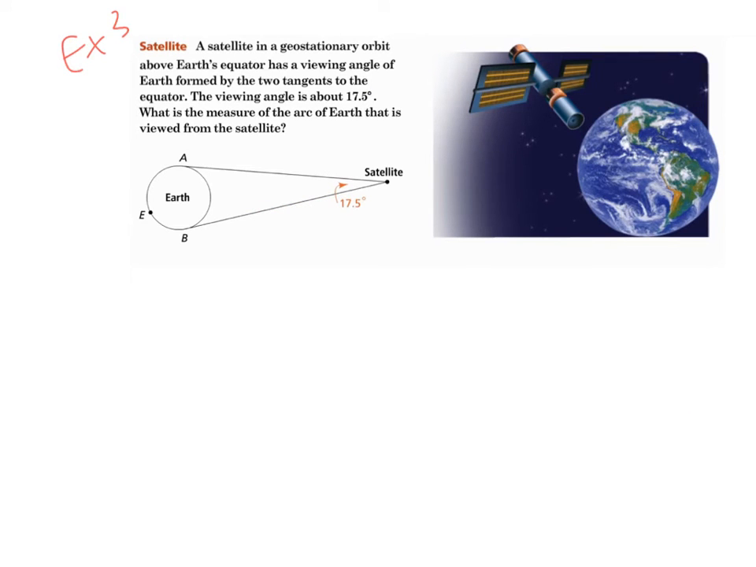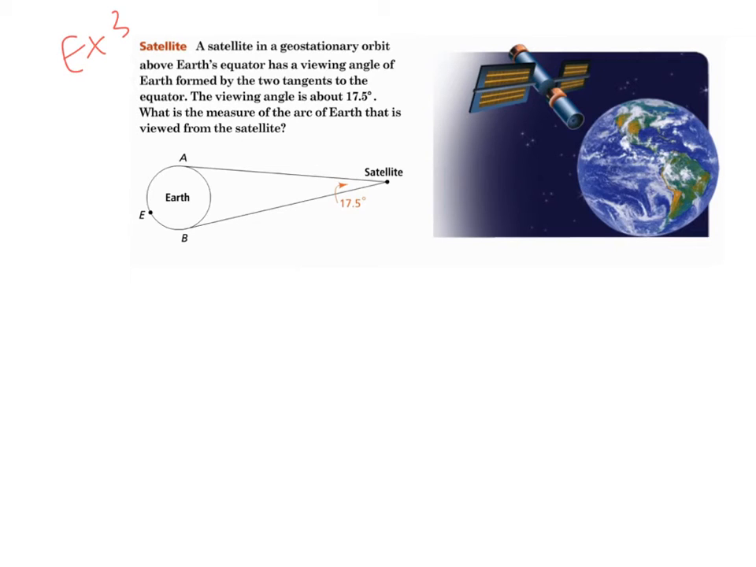Okay, so for this problem, this is a word problem, and this one's going to require a little bit more thinking than the other questions. It says a satellite in a geostationary orbit above Earth's equator has a viewing angle of Earth formed by the 2 tangents to the equator. The viewing angle is about 17.5 degrees. What is the measure of the arc of Earth that is viewed from the satellite?